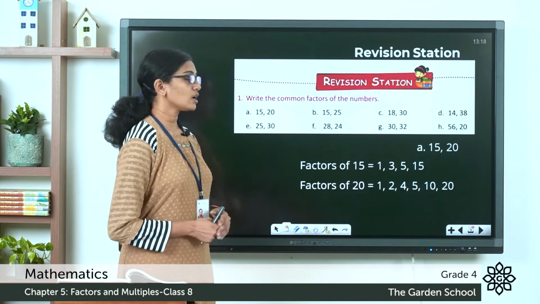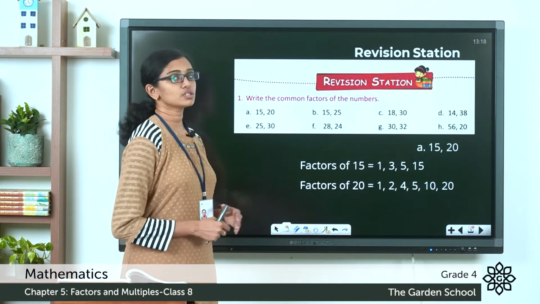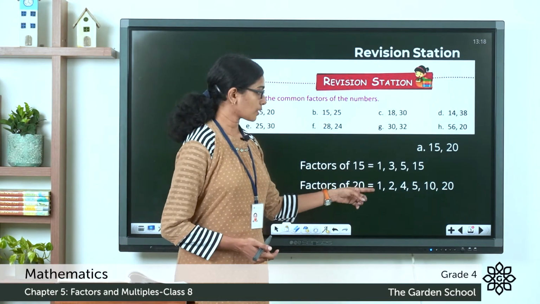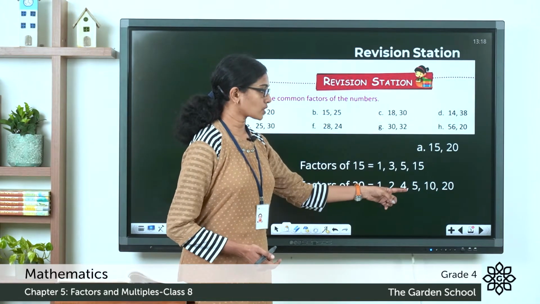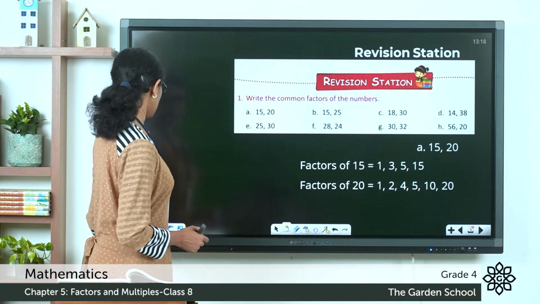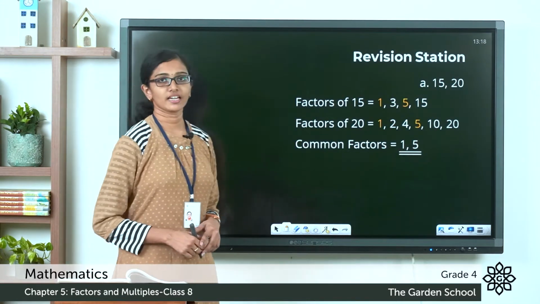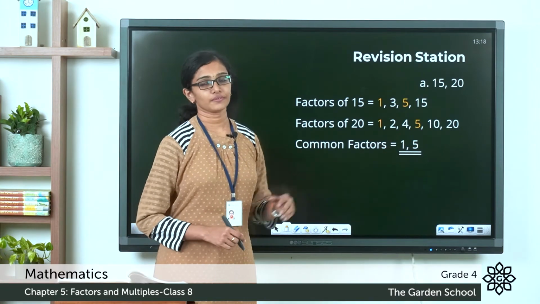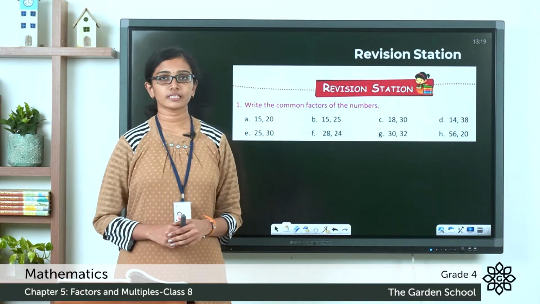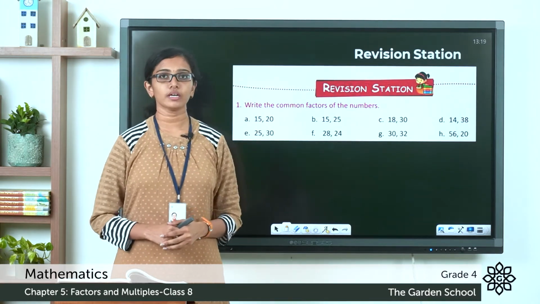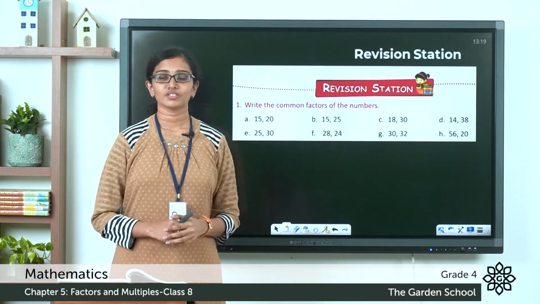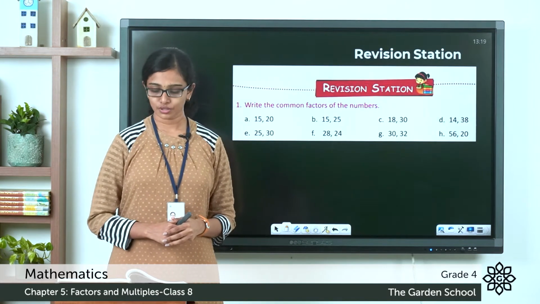So here we have the factors of 15 and 20 listed. Now, do you see some common factors here? 1 is common, 5 is common. Any more common factors? No. So the common factors of 15 and 20 are 1 and 5. And you have a few more questions in question number 1. You have to work out the remaining questions in your notebook. So, let's move on to question number 2.